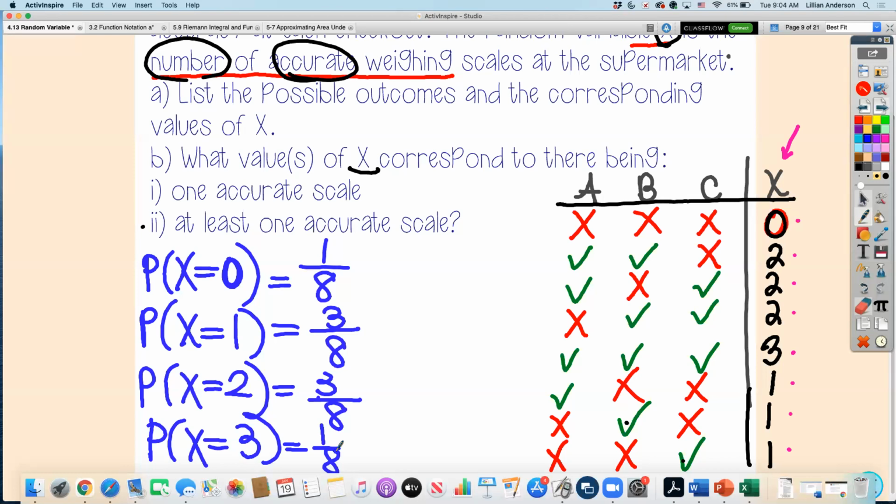And so from there, you could be asked, what's the probability that the inspector will find 2 of them that are accurate? Well, you'll be able to say 3 out of 8 because you've created this probability distribution essentially table here, okay?